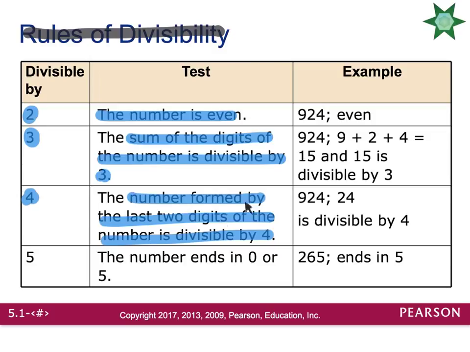Another thing we could do is take half the number and see if it's still even. So if we take half of this, we get 462, which is still an even number. That means we can divide it by 2 twice, which is the same as dividing by 4.